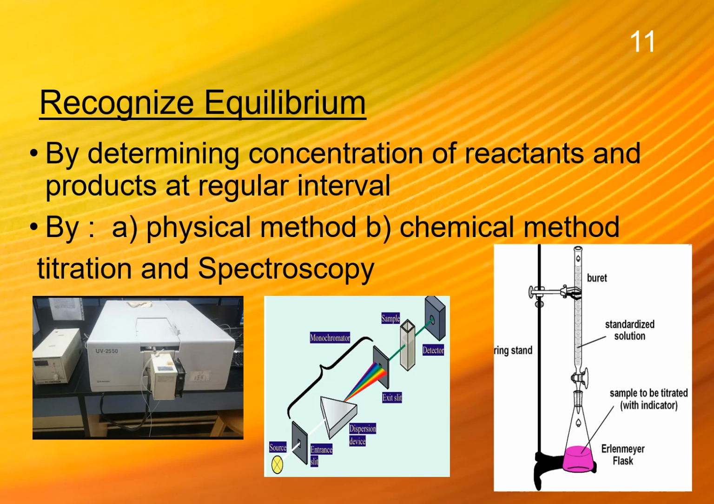Now, ways to recognize equilibrium. The equilibrium state of a chemical reaction can be determined by measuring the concentrations of the reactants and products at regular intervals. It can be done by a physical method or by a chemical method like spectroscopy and titration, and there are many other ways to recognize chemical equilibrium.